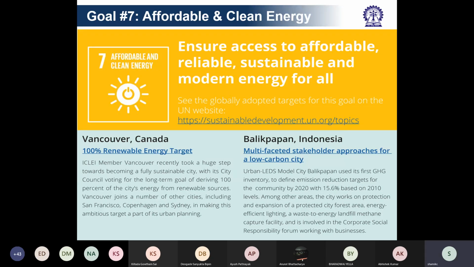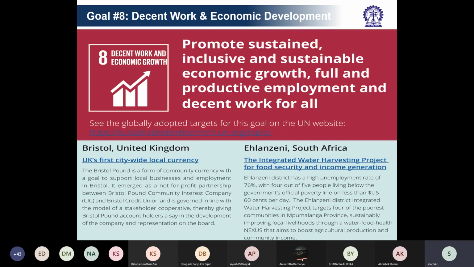Fossil fuels and greenhouse gas emissions are making drastic changes in the climate, leading to big problems on every continent. So instead, we can become more energy efficient and invest in clean energy sources such as solar and wind. That way we will meet electricity needs and protect the environment. Then goal 8 is about promoting sustained, inclusive and sustainable economic growth, full and productive employment, and decent work for all.